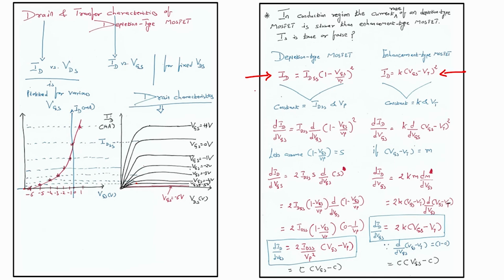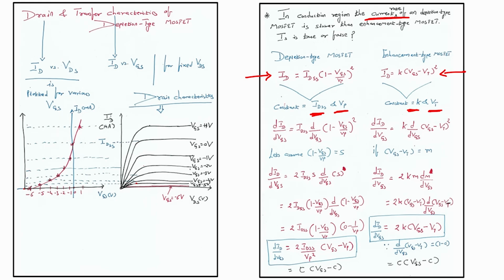So, once I know the formulas ID equals IDSS times 1 minus VGS by VP whole square, and ID equals K times VGS minus VT whole square, what are the constants here? Here my constants are IDSS and VP, and here my constants are K and VT. IDSS is constant, the pinch off voltage is constant, K is constant, the threshold voltage is constant. In this case, I want to see the rate of change, that is why I have to do the derivation.